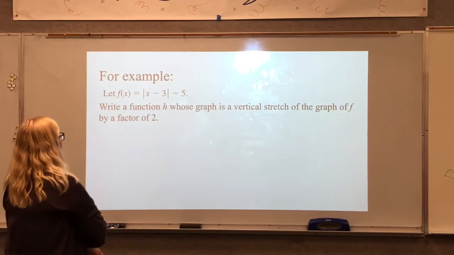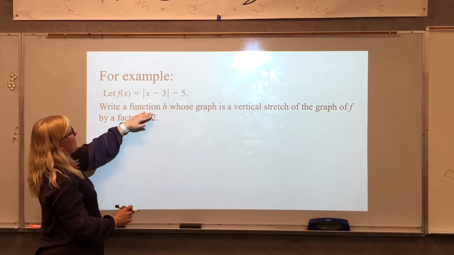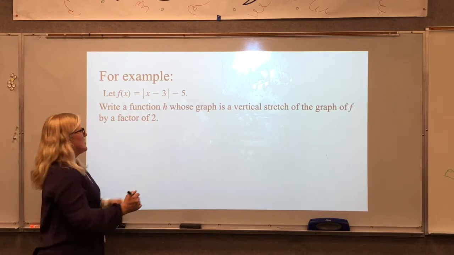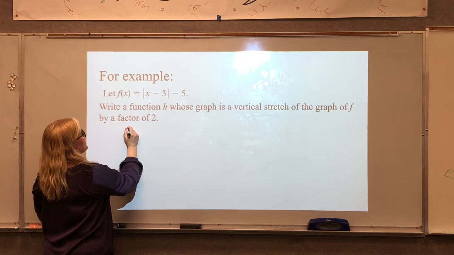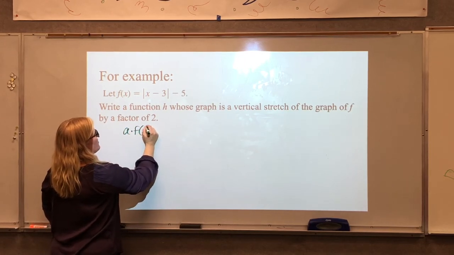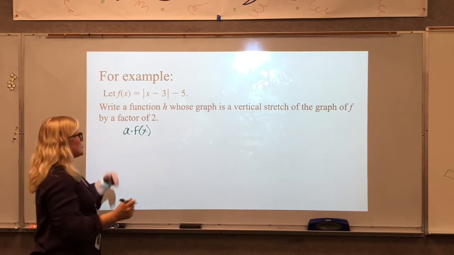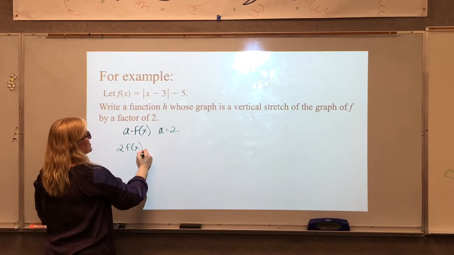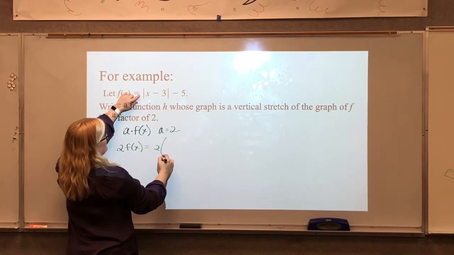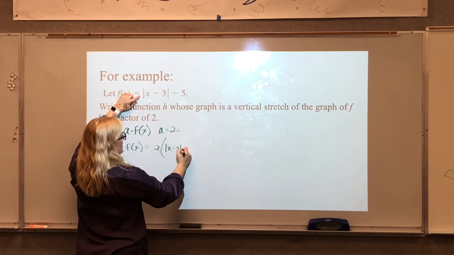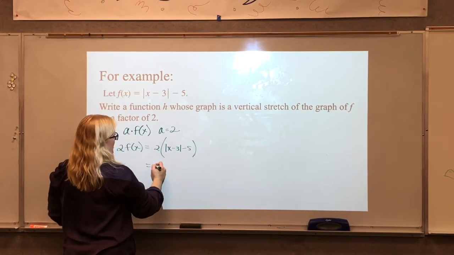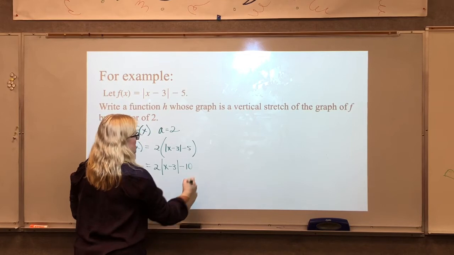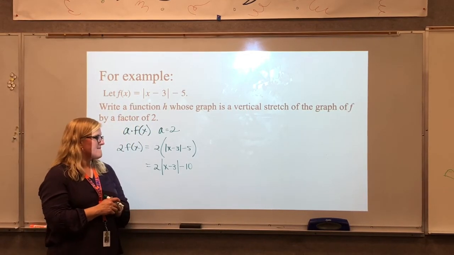All right, so for example, here we've got this function. Write a function h whose graph is a vertical stretch of the graph of f by a factor of 2. So I remember that a vertical stretch is a times f of x. And my factor is 2, so a is 2. So I'm going to do 2 times f of x. And this is just 2 times the entire thing. X minus 3 minus 5. And I distribute the 2. So it's 2 times the absolute value of x minus 3 minus 10.